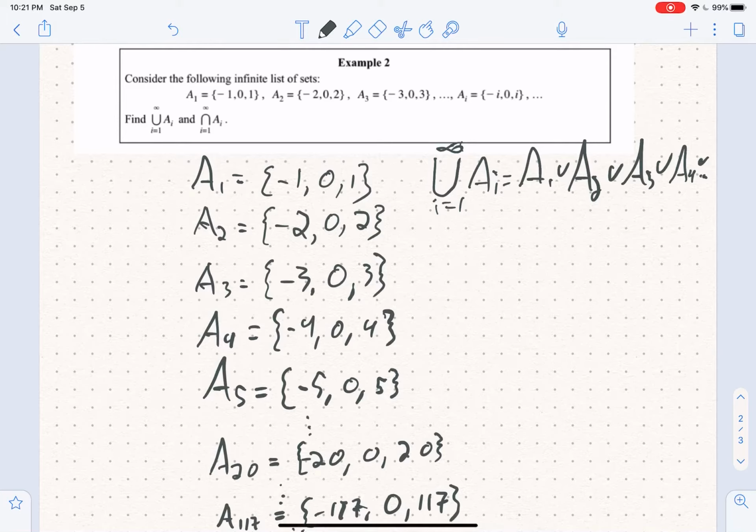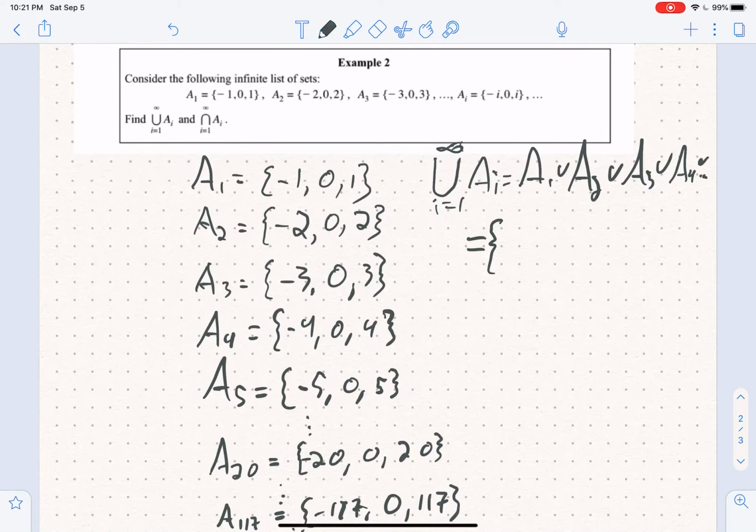And what does that union end up looking like? Well, it's a set. And what goes in there? What goes into the union is anything that's in any of the sets along the way. So in particular, we'd better put these things into that union: -1, 0, and 1. We'd better put in -2, 0, and 2, and -3, 0, and 3, and so on.